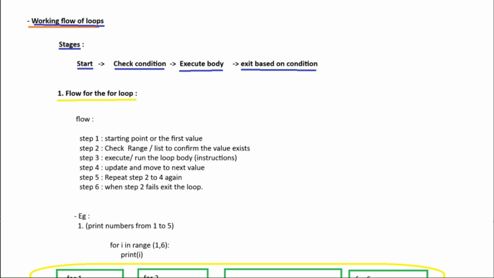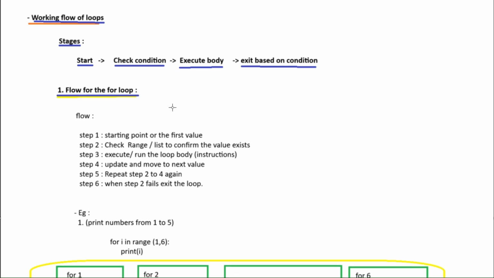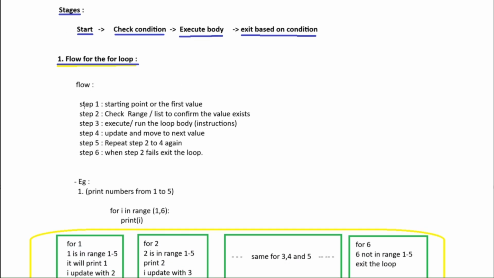Firstly, we will see the flow for the for loop. A for loop flows in a very structured and predictable way. We can explain it like this. In the first step, it starts from a starting point, or the first value in the sequence. In the second step, it checks the range or list to confirm the value exists. On the basis of this condition, it decides to go to the body or to stop or exit the loop.